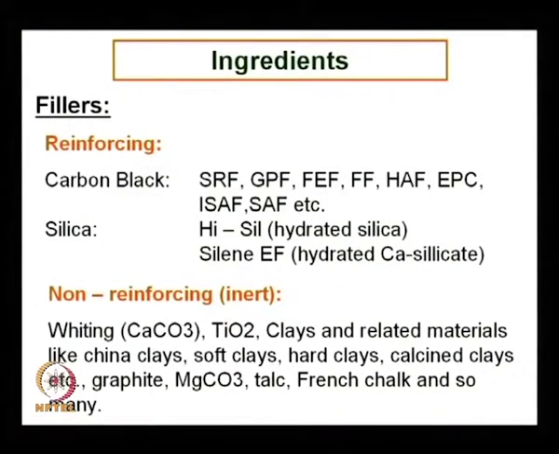Now, come to the details of the ingredients. Look at the filler. There are two categories of filler, reinforcing fillers and non-reinforcing fillers. Reinforcing fillers improve the strength properties of the rubber compound by their presence. That means they enter into a direct interaction between the polymer and the filler. If there is some interaction between the polymer and the filler, then we call it a reinforcing filler. For example, carbon black.